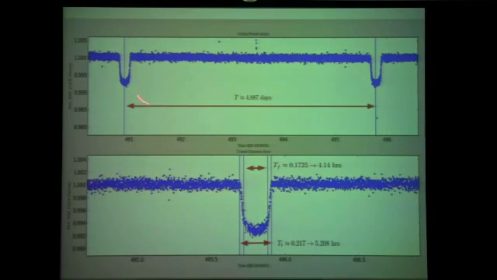This illustrates, here we have the 100%, we have a drop down to 99.5% of the light. The time between eclipses tells us the orbital period. Here it's 4.887 days. That's the orbital period of the planet. This is a blow up here of one of the eclipses and the shape of that eclipse. And the duration of the eclipse, 0.217 days or 5.28 hours. That actually enables us to measure the size of the planet.